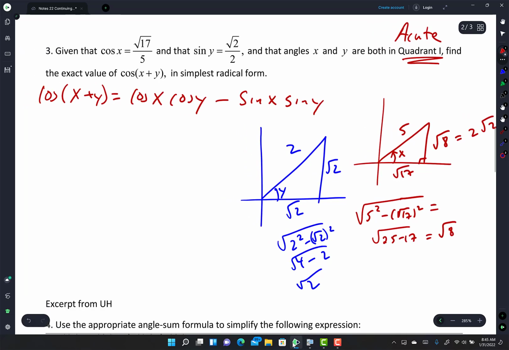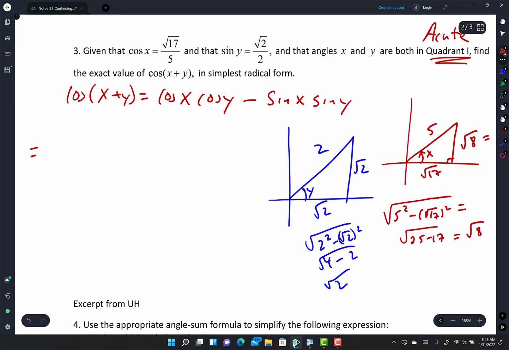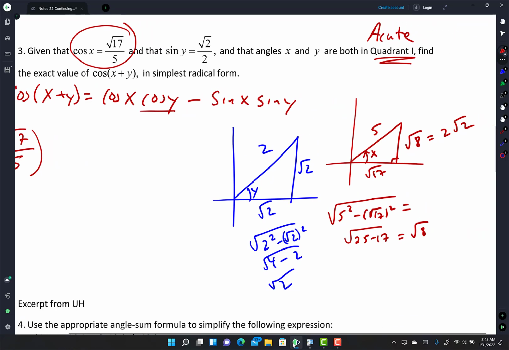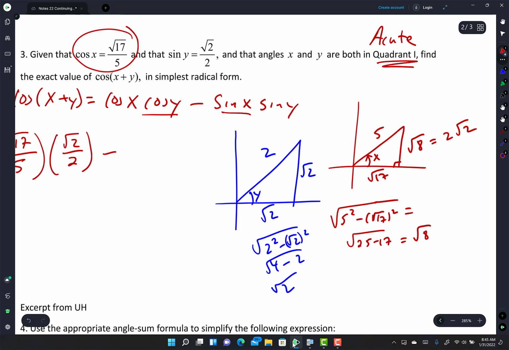And here we go, guys. Equals cosine x. Cosine x is given right there, square root of 17 over 5. Cosine y, did they give me cosine y? Nope. Go to the y. Cosine y is square root of 2 over 2. It's the same as sine y. I'm looking at this triangle, adjacent over hypotenuse. Minus sine x. Sine x is opposite over hypotenuse, 2 square root of 2 over 5. Sine y was given, square root of 2 over 2. I don't see any mistakes.